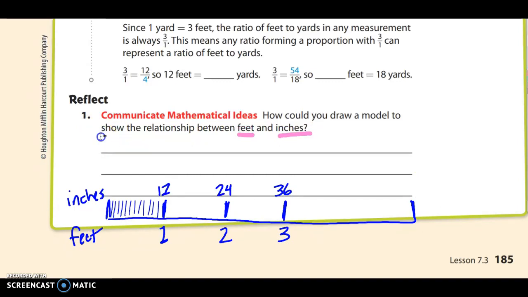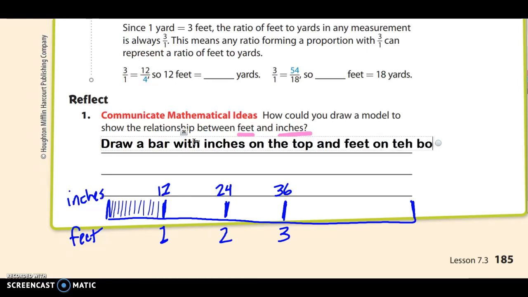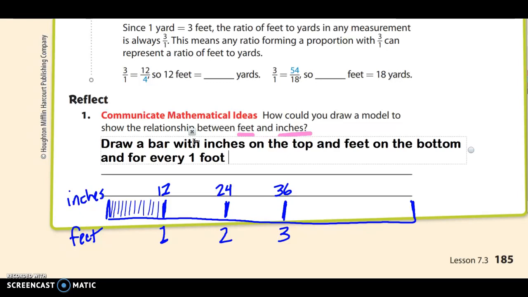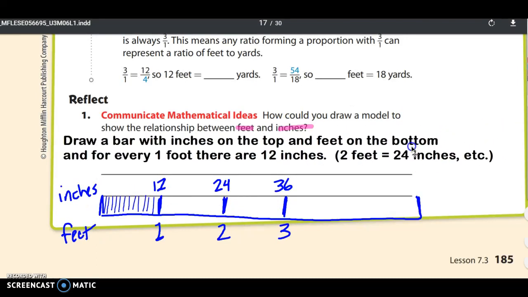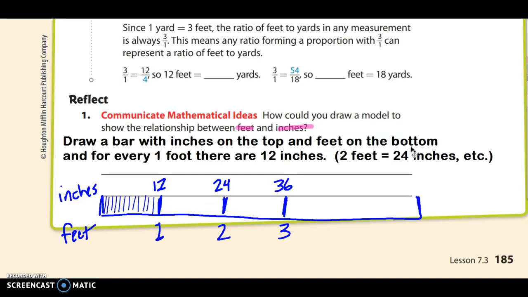So in words, you would describe it somewhat like this. Draw a bar with inches on the top and feet on the bottom. And for every 1 foot, there are 12 inches. And if you wanted to make that even more clear, you could write 2 feet equals 24 inches, etc. Something like that is a pretty good answer. It's a little bit messy of a picture, but it's a decent explanation.